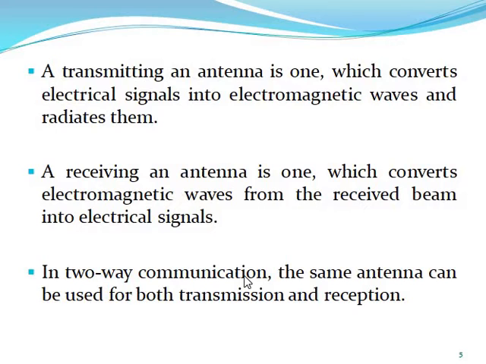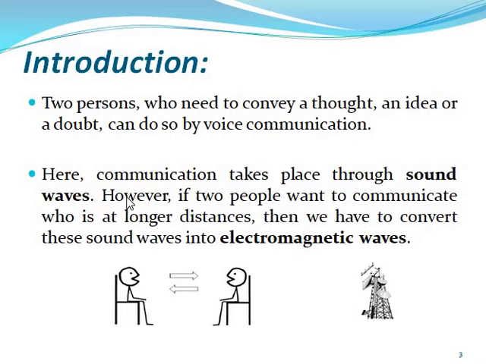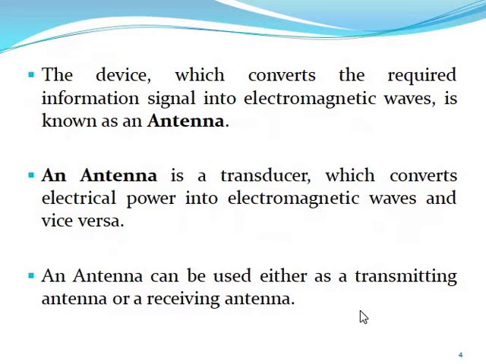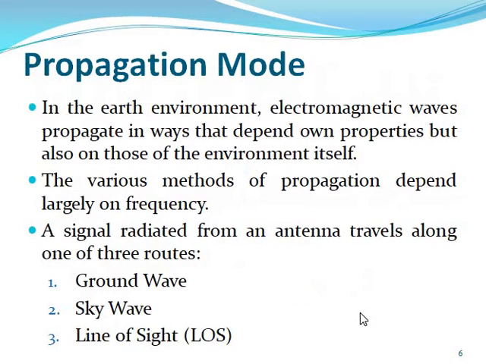In two-way communication, the same antenna can be used for both transmission and receiving. So the antenna is used for transmitting as well as receiving information. This is the basic introduction: the antenna is used as a transmitter as well as a receiver. Now we will see the next topic, propagation mode.